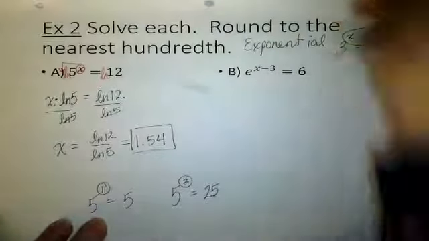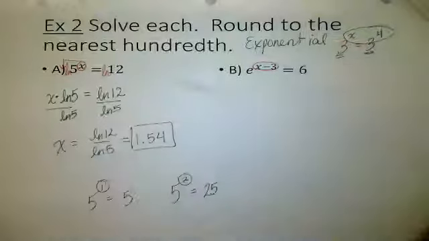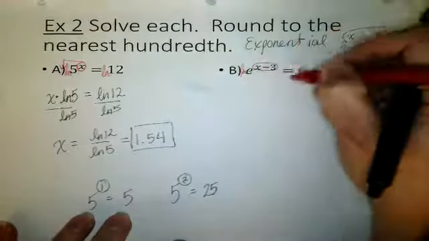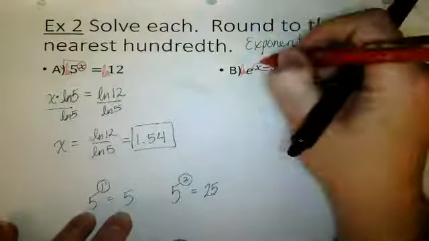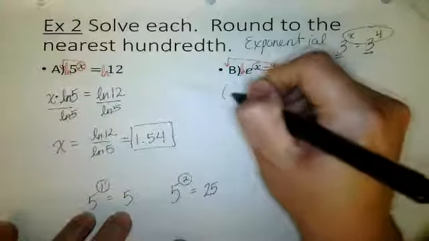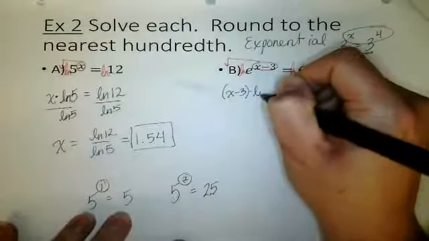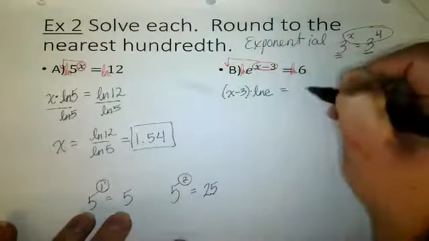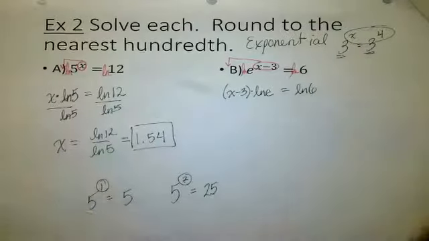Same idea here. I'm trying to solve for x, but right now it's way up in the exponent. What do I do to drop it down? Natural log of both sides. That natural log allows me to drop it in front. So that whole exponent gets dropped in front times the natural log of e, which equals the natural log of 6.